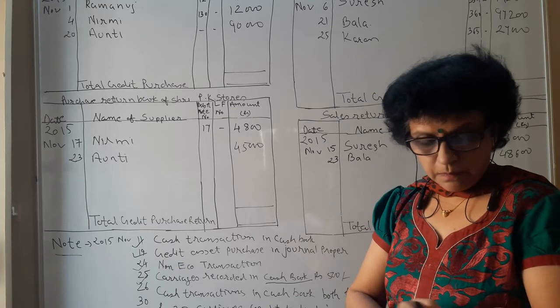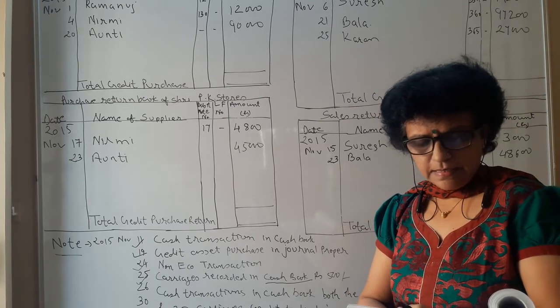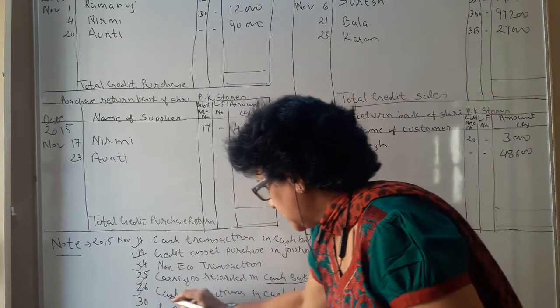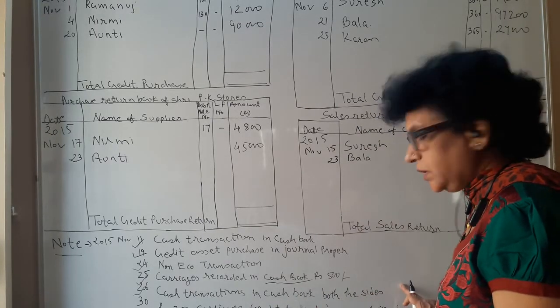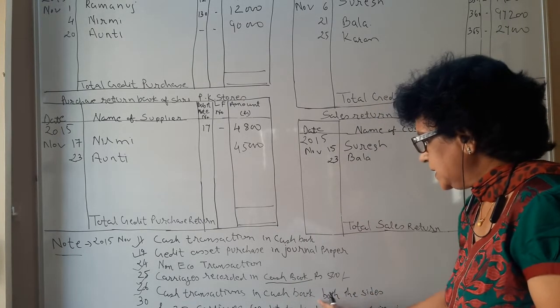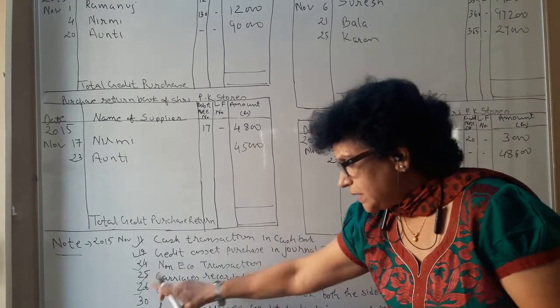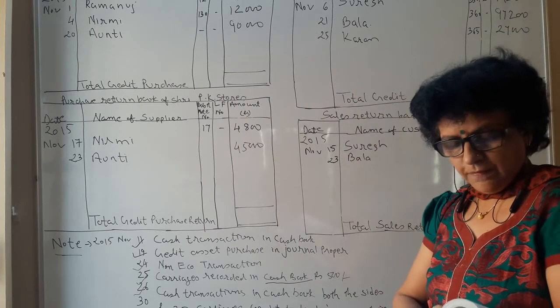Then next is the 26th. Cash purchase 60,000, cash sales 20,000. So both transactions will go to the cash book on both sides. The purchase will go on the payment side of the cash book and sales will go on the receipt side of the cash book. So these transactions, because they are cash transactions, are not to be recorded here.